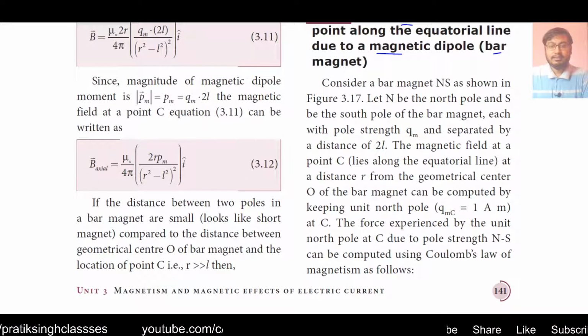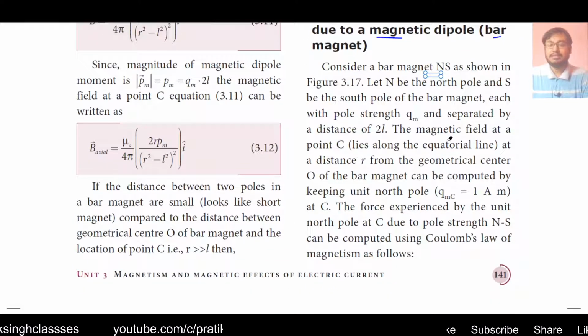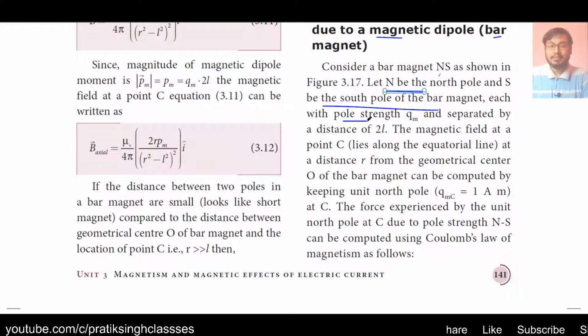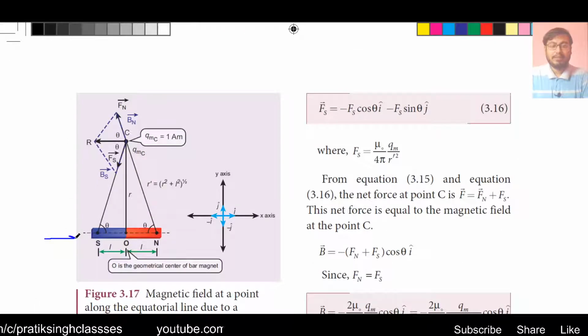Consider a bar magnet NS as shown in figure 3.17. Wherever you have to denote a bar magnet, it is always denoted as NS, north and south poles. It is customary to denote the bar magnet with NS. Don't write A, B, C, D or something else. Let N be the north pole and S the south pole of the bar magnet, each with pole strength Qm.